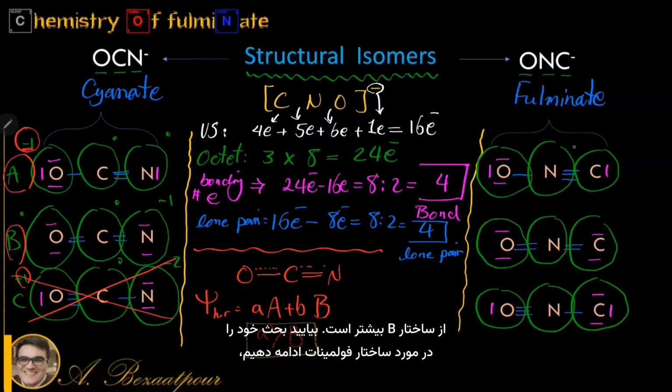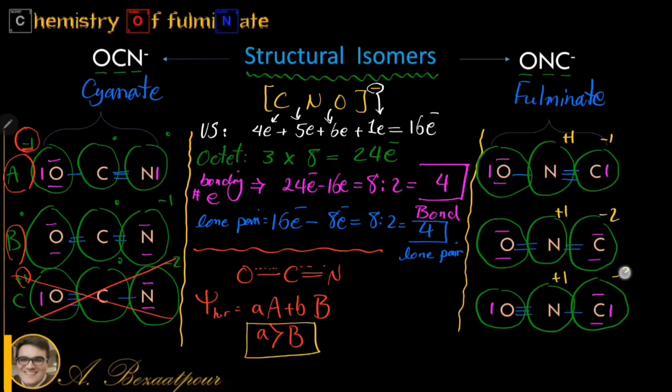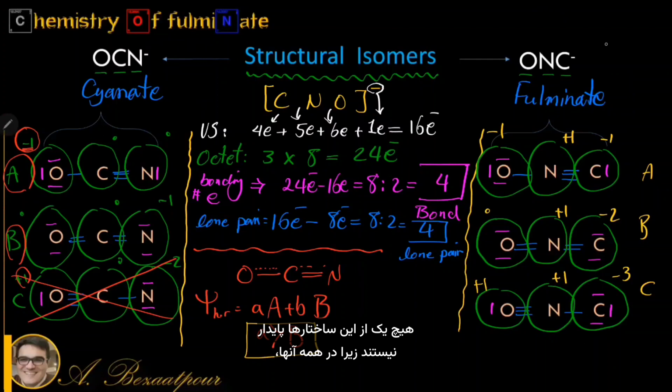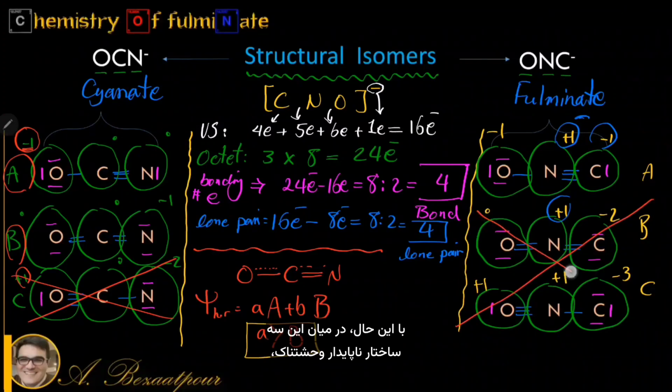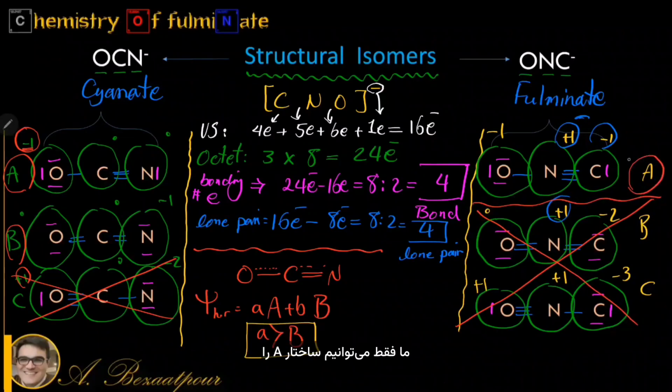But let's continue our discussion about the structure of fulminate. Wow, what unstable resonance structures. None of these structures are stable because in all of them nitrogen, which is more electronegative than carbon, has a positive formal charge and carbon has a negative formal charge. This is not acceptable at all. However, among these three awful structures, we can choose only structure A as the fulminate anion structure.